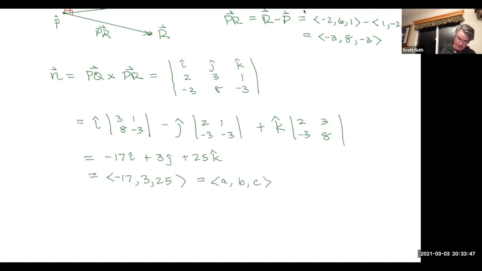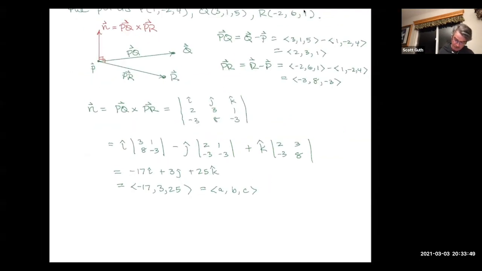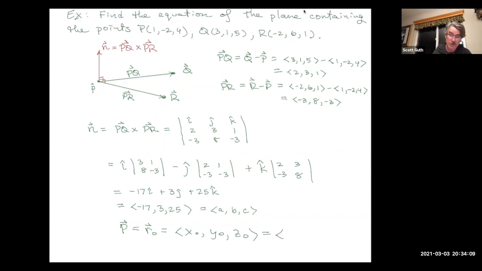Okay, and so that's the hard part. We could make P our X naught, Y naught, that could be our R zero vector. So this could be the X naught, Y naught, Z naught. It doesn't matter which point you use, you can use any of the points. And when you simplify, it'll be the same equation. Anyway, 1, negative 2, 4.